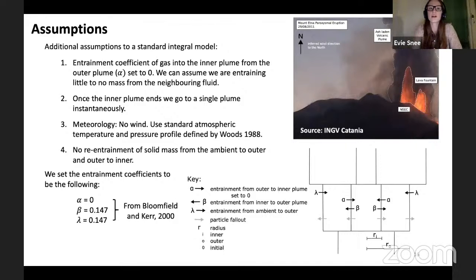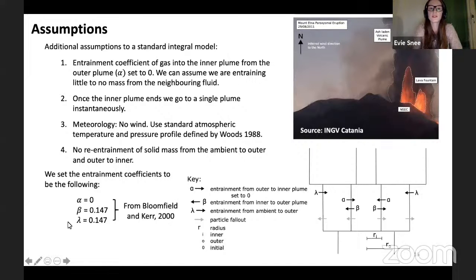Secondly, we assume that the transition from the double plume region to the single plume region is instantaneous. And in terms of meteorology, we have no wind in this model at this point. We are using the standard atmospheric temperature and pressure profiles of Woods 1988. We also assume there's no re-entrainment. So once a particle has fallen out of the inner plume, it can't be re-entrained, and the same can be said for the particles falling out of the outer plume.